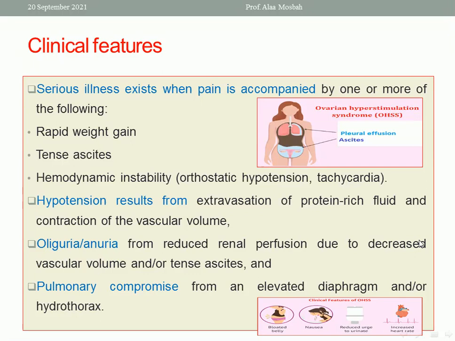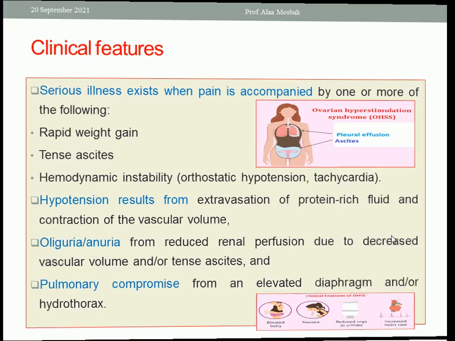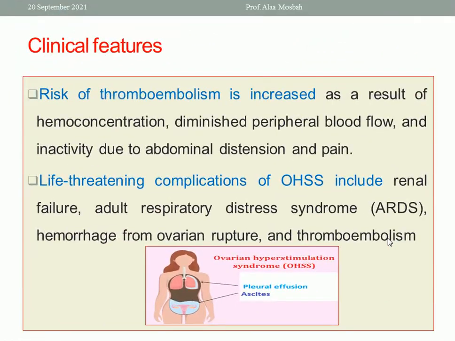Pulmonary compromise from an elevated diaphragm due to ascites or due to hydrothorax. Also, risk of thromboembolism in severe cases is increased due to hemoconcentration, diminished peripheral blood flow, and inactivity due to abdominal distension and pain, because the patient may stay in bed for a long time because of the abdominal pain and distension. And this is dangerous for thromboembolism.